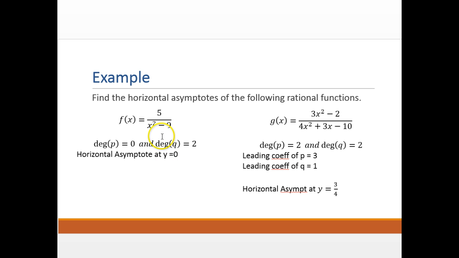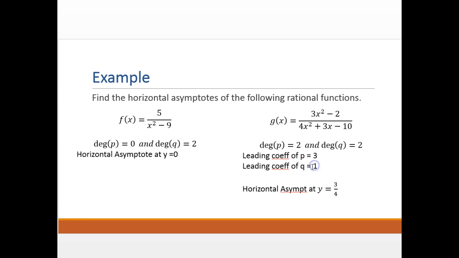Our first example will go back to the one we did earlier, f of x equals 5 over x squared minus 9. In this case, the degree of p is 0, the degree of q is 2, so the degree of p is less than the degree of q, so I have a horizontal asymptote at y equals 0.